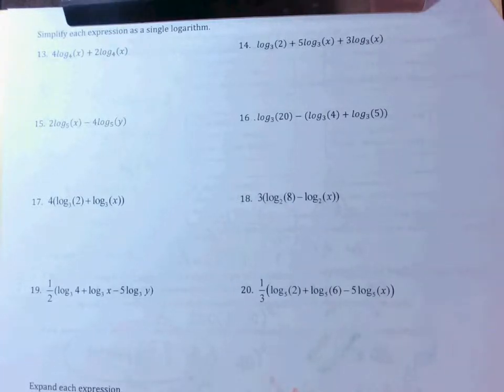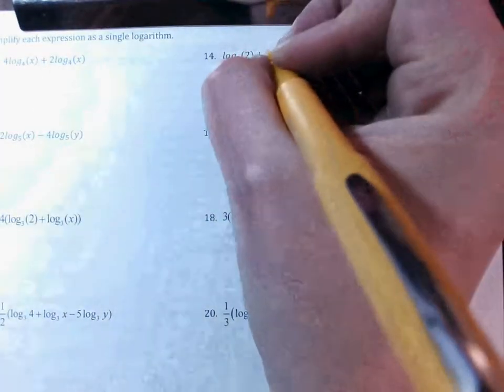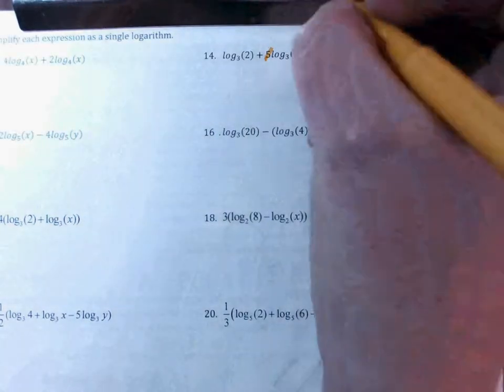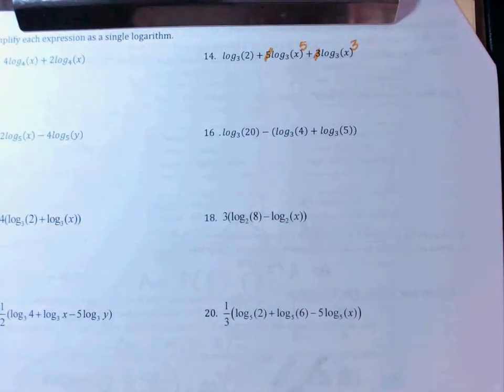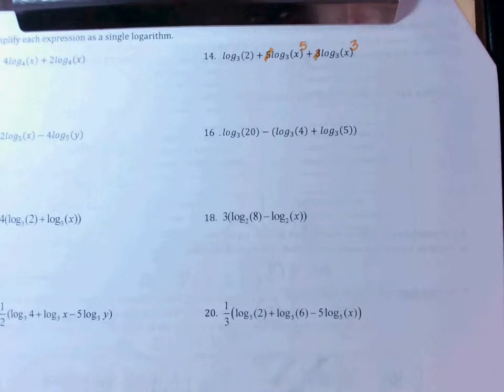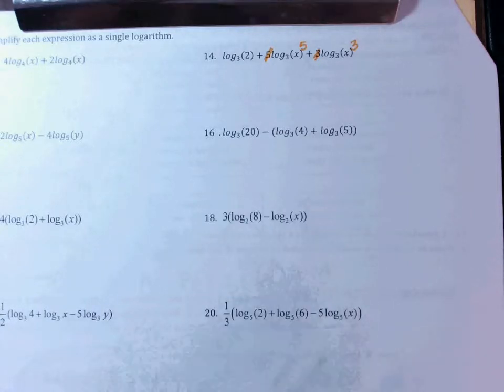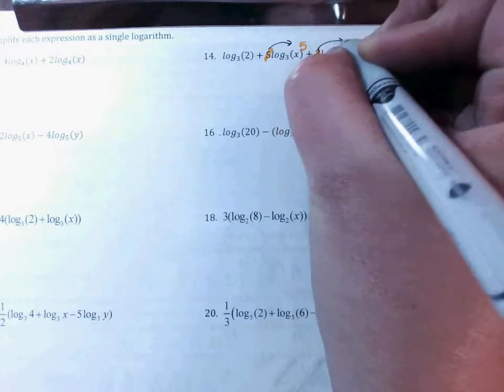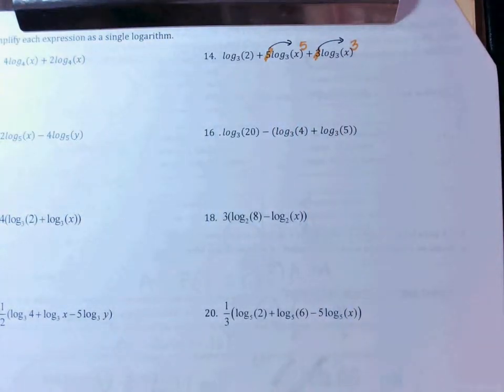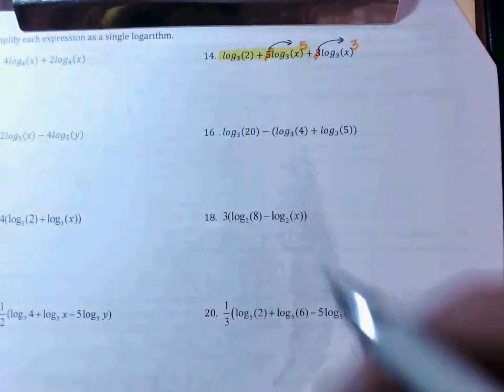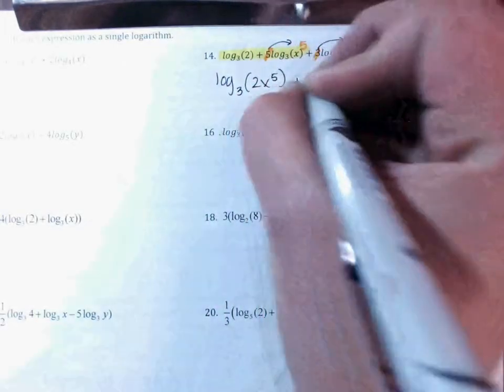So for example, if I was doing number 14, take a look at it. Okay, I'm going to move this number up, and I'm going to move this number up. So now it's log base 3 of 2 plus log base 3 of x^5 plus log base 3 of x^3. So the first thing you have to remember is that each of these numbers can move up to be exponents. Okay, then from there, I'm going to go 2 at a time. Okay, log 2 plus log x^5 combines to be log base 3 of 2x^5.